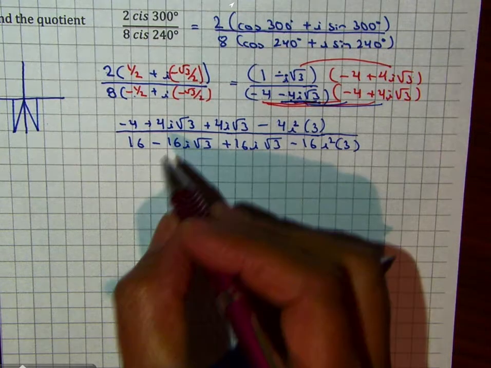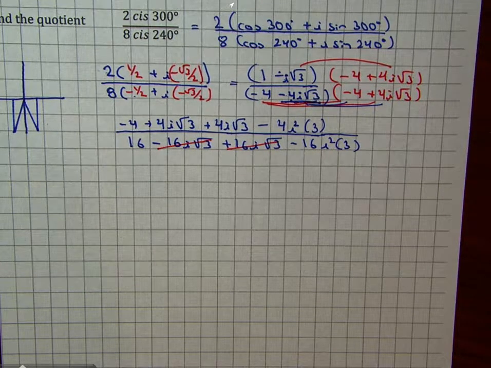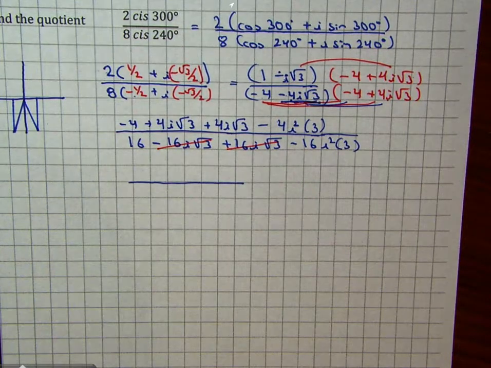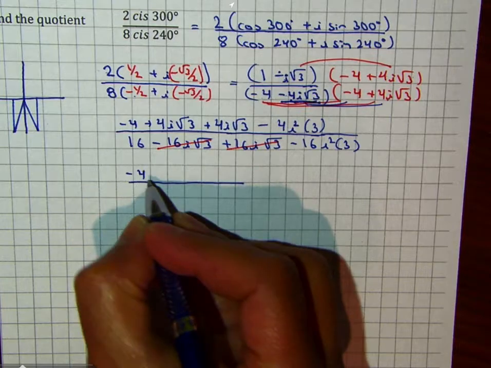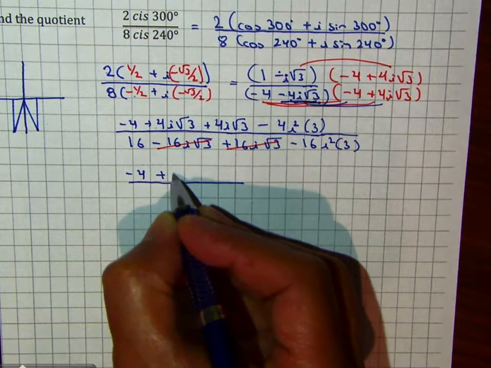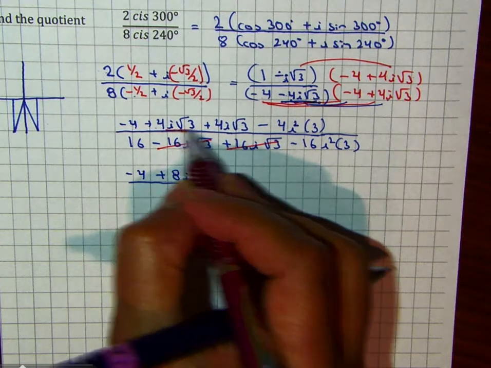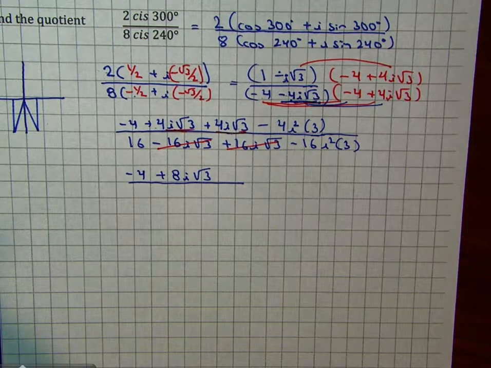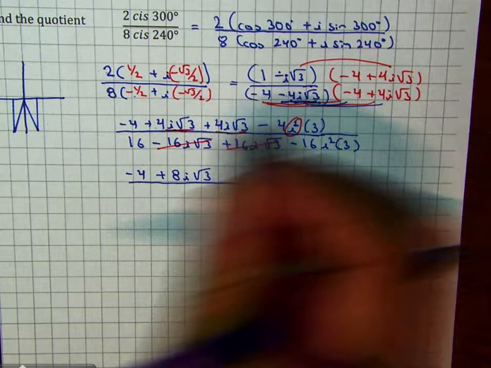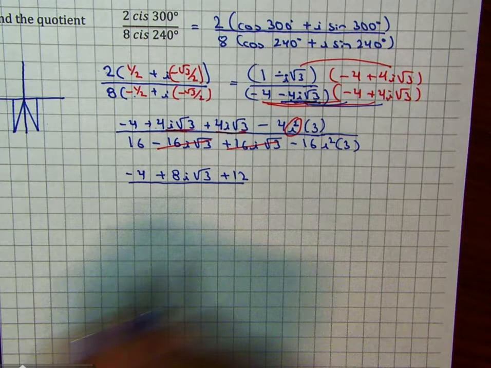Notice that on your denominator, this should always cancel out. But let's start with the numerator. We have a negative 4. I can combine those two, so it gives me plus 8i square root of 3, since they are like terms. I know that i squared equals negative 1, times the negative is a positive 4 times 3, which will be positive 12.